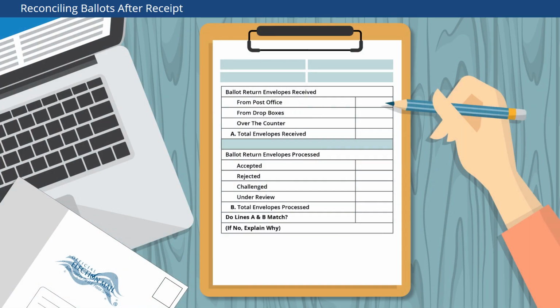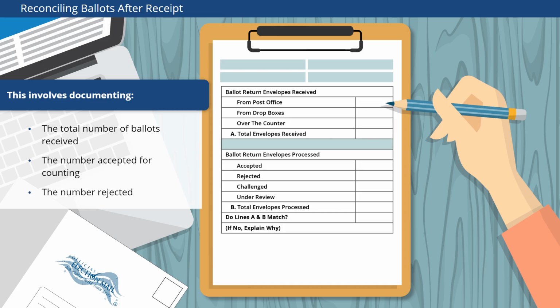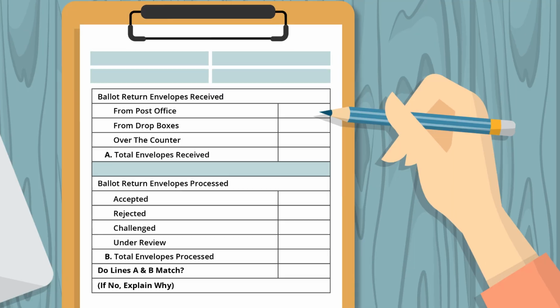Effective ballot reconciliation also involves keeping track of ballot return envelopes after they have been received from voters each day. This involves documenting the total number of ballot envelopes received, the number accepted for counting, and the number rejected. Let's walk through an example for reconciling the number of ballot envelopes received from voters.